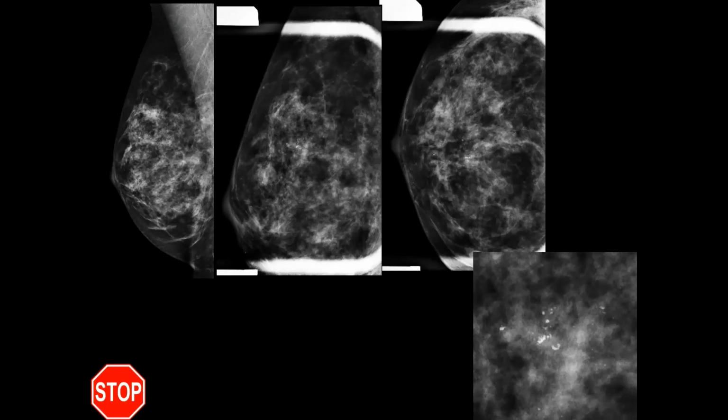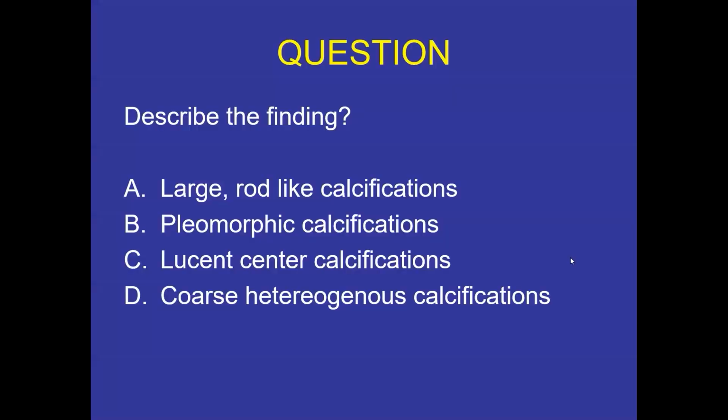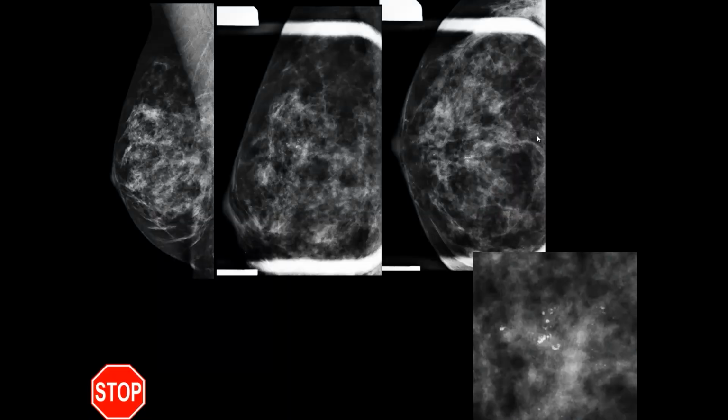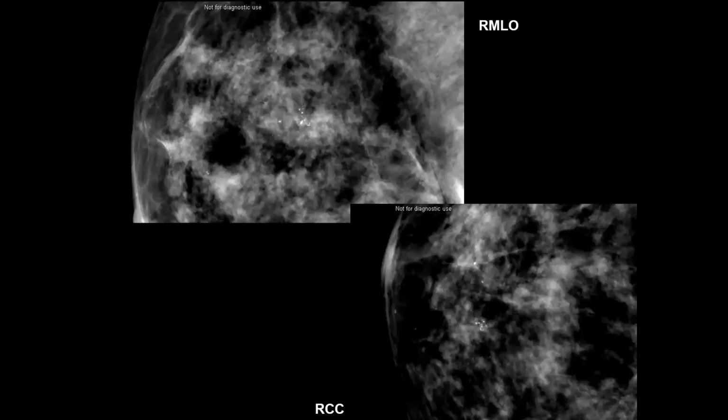75% said coarse heterogeneous, 25% said lucent, no one said large rod-like, and no one said pleomorphic. I'm not going to give you the answer yet because I want you to answer the next question. And I'm happy to go back to the images again. All right, and 50% of you said ductal carcinoma in situ BI-RADS 4. Okay, and 50% said skin calc. Let's go back to the case.